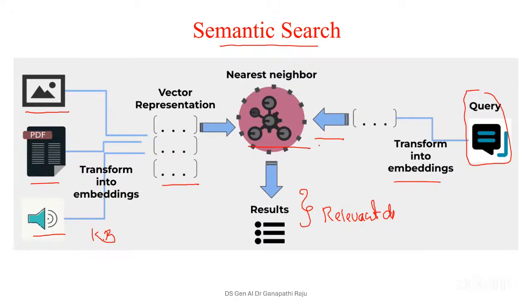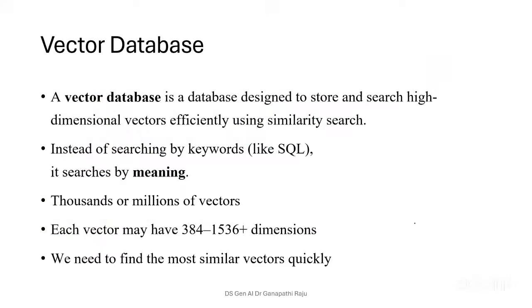Now, how will your query be matched with these documents? For that purpose, we'll use distance measures. Today, I will discuss how these distance measures are used, like Euclidean distance, then cosine similarity. Then the next one is called vector databases.